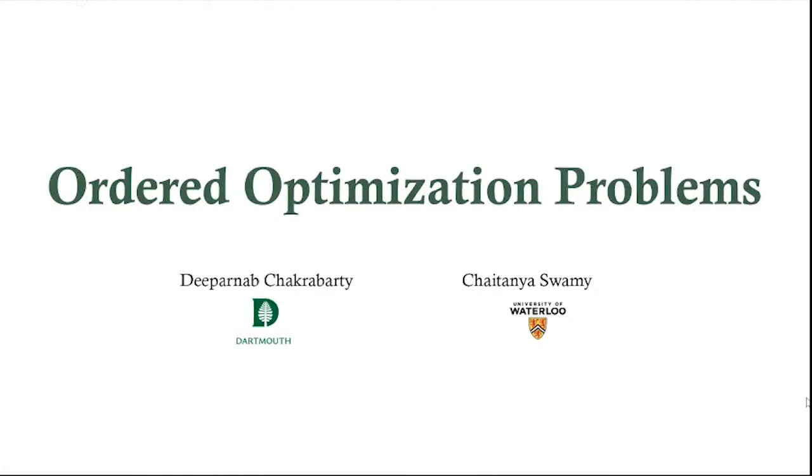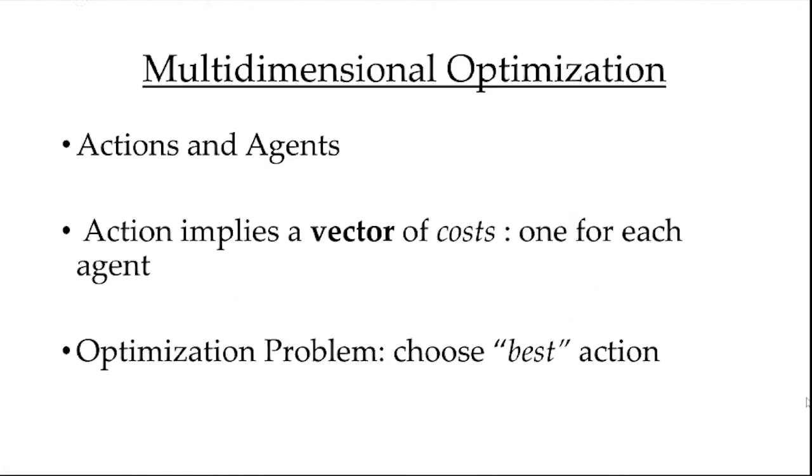In any multidimensional optimization problem, at a very high level, there are actions and there are agents. When you take an action, often it gives a vector of, say, costs, one for each agent. The optimization problem would like to choose the best action. Let me give three examples here.